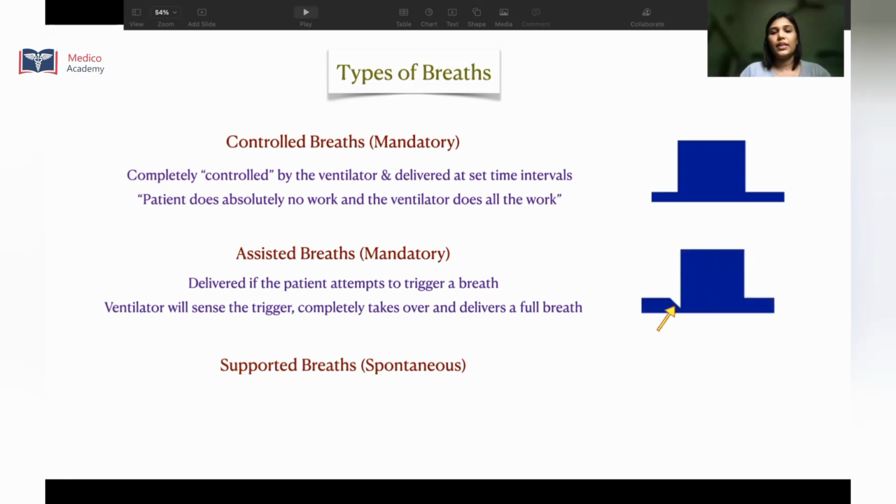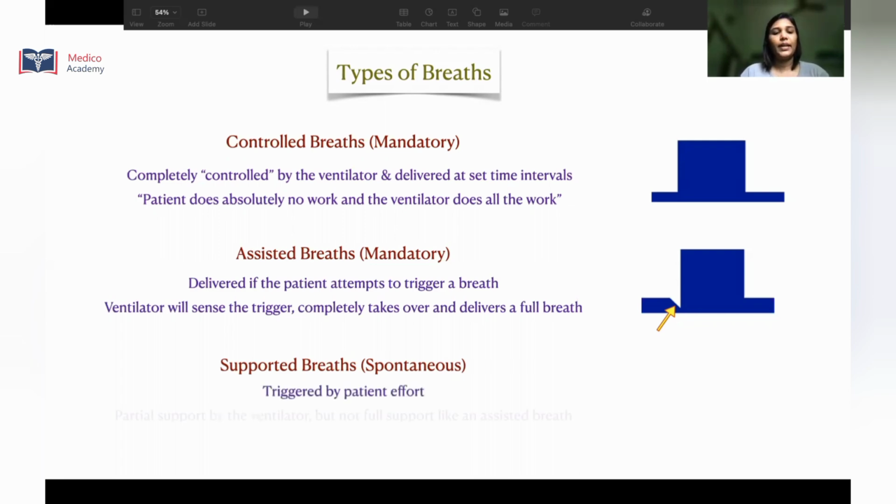So this is the pressure time graph again, where you can see that there is a small dip in the baseline pressure because of the inspiratory effort by the patient, which acts as a trigger for the ventilator. The ventilator then completely takes over and delivers a complete breath to the patient. So these two, controlled breaths and assisted breaths, are mandatory breaths by the ventilator, where the major role is played by the ventilator.